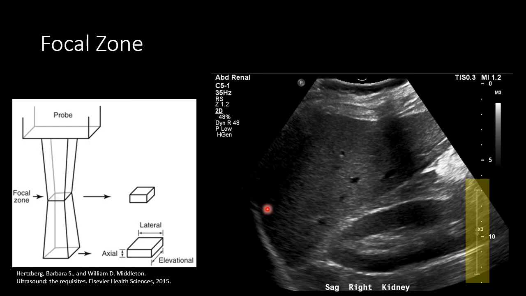Again, going back to a diagram from ultrasound requisites, you are essentially picking the point where the beam density or the pulse density is the greatest. And that improves your lateral resolution, making your overall resolution more optimal within the focal zone.